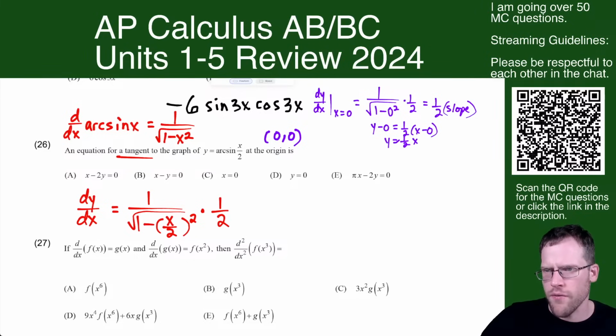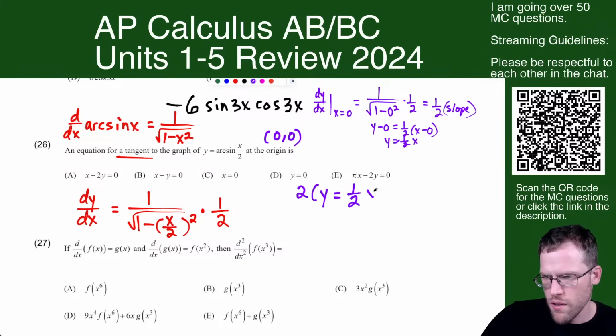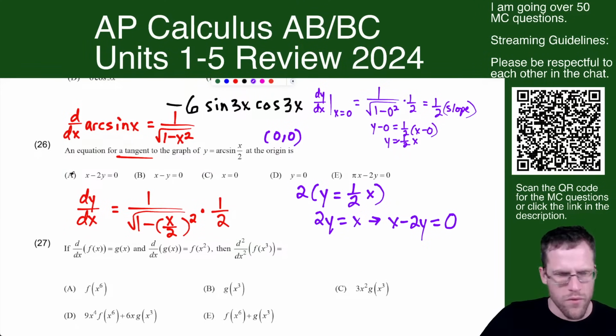Okay, so y equals 1/2 x, and you're like, the answer's not there. So if you multiply the whole equation by 2, now you have 2y equals x. So I can subtract 2y and say x minus 2y equals 0. Why they wrote it in standard form, I don't know. But 26 should be A.